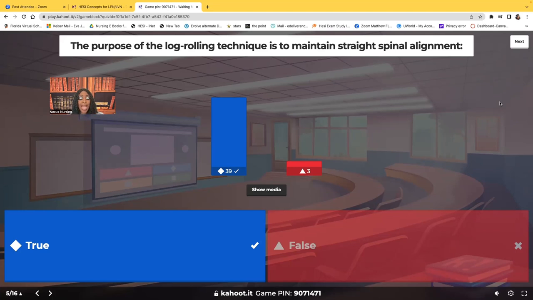Two people have to log roll the patient, not one, because if one person is log rolling the patient, on the upper side of the body, what about the lower? You're on the lower side of the body, what about the upper? You need two people to make sure that when you move that patient from one side of the bed to the other, the spinal column remains straight. There's no twisting movement.